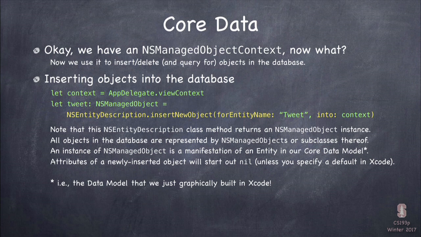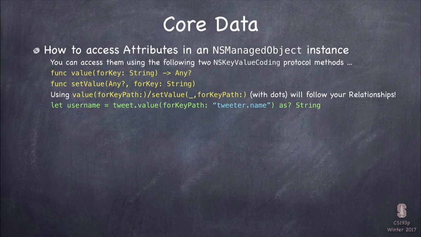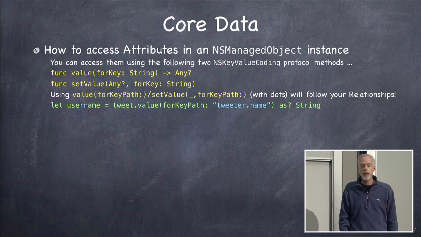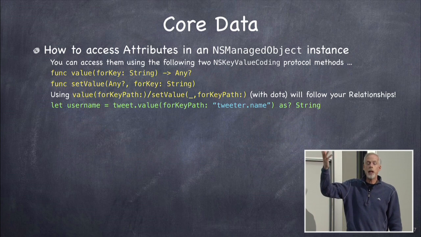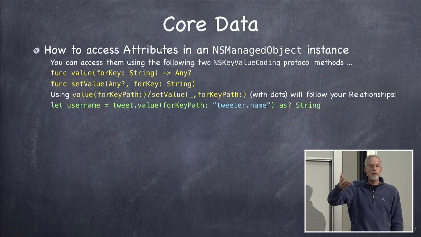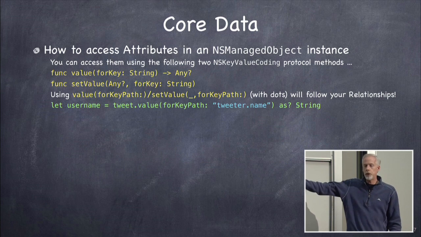So that's great. I can now create one. And now I need to set those vars to have some value. I need to set the text of the tweet and things like that. And I told you I'm going to do this with value(forKey:) and setValue(forKey:). So for example, I wanted to set let's say the text. I could just say tweet.setValue forKey "text" to be a string.